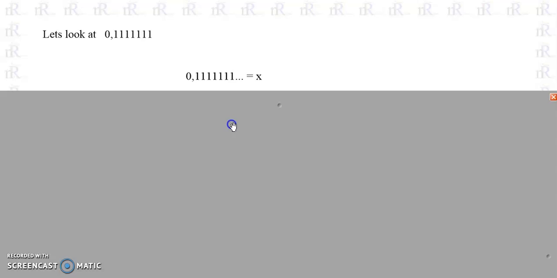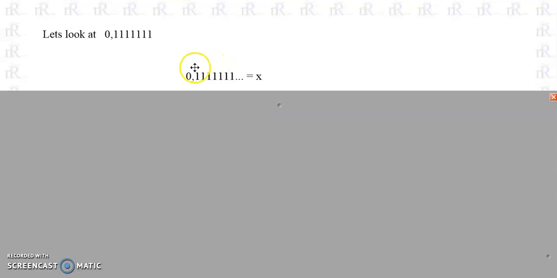Let's first look at the number 0,11111111. This is a recurring number, and we would like to write this as a fraction. So the first thing that we will do is we will call this number X. So if I multiply this by 10, I will have 1,11111111111. You agree with me, right?